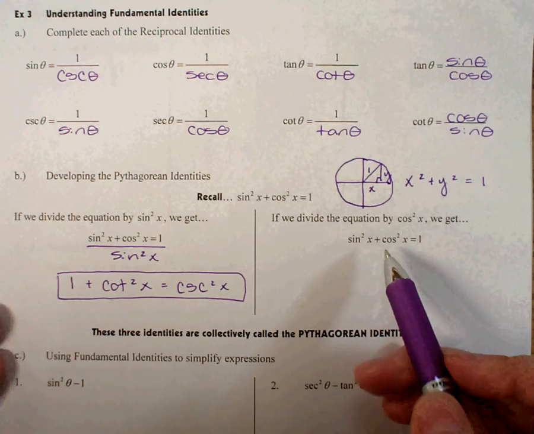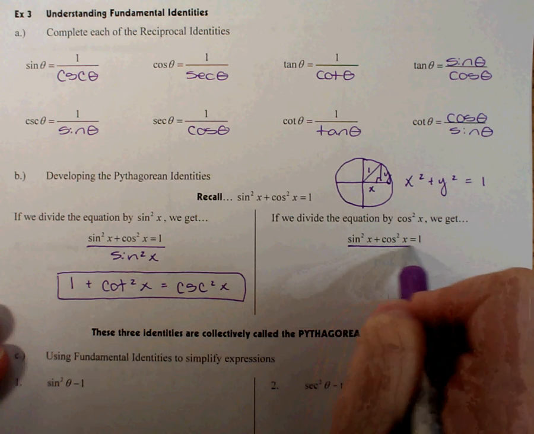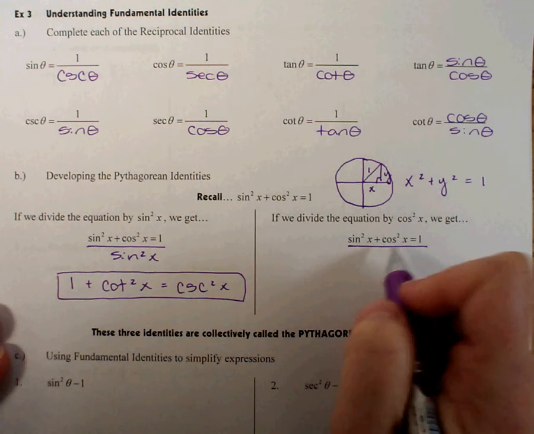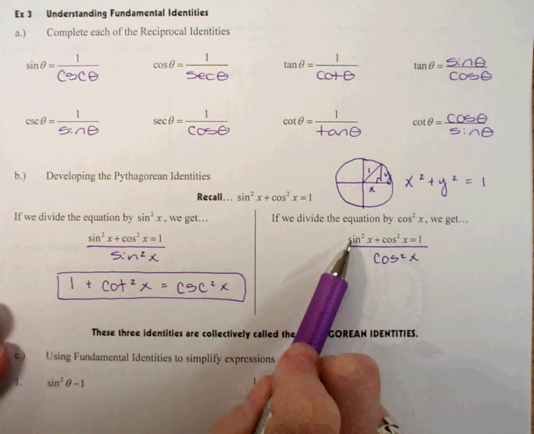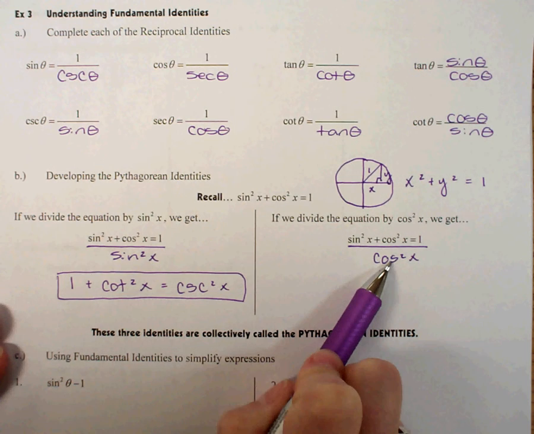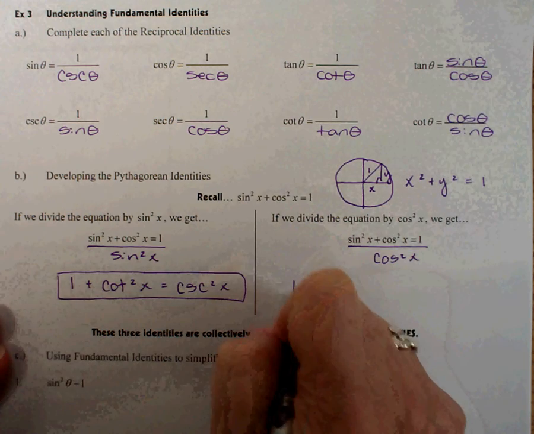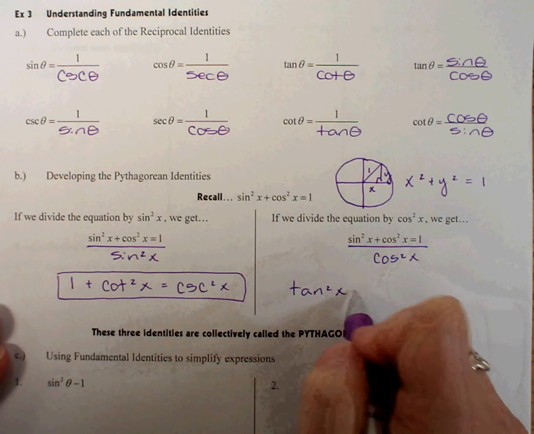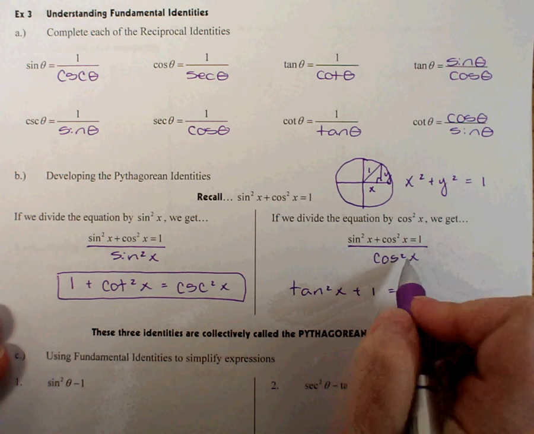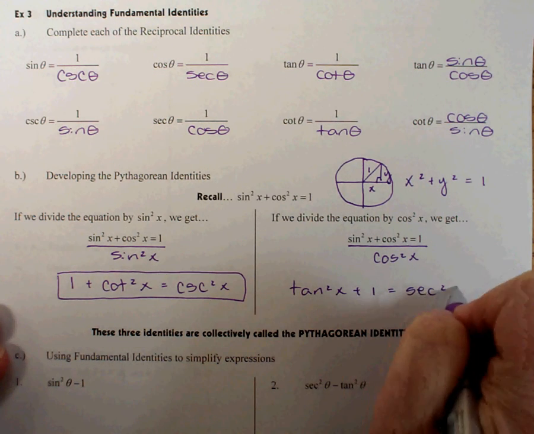We can do a similar thing on this problem by dividing, start with the same Pythagorean identity, but we're going to divide by cosine squared x instead. So now, sine squared over cosine squared, that of course is going to be our tangent squared. If you're not sure, take a look up here. So we'll have our tangent squared x. Cosine over cosine is going to be 1. 1 over cosine is going to be secant. So secant squared x.